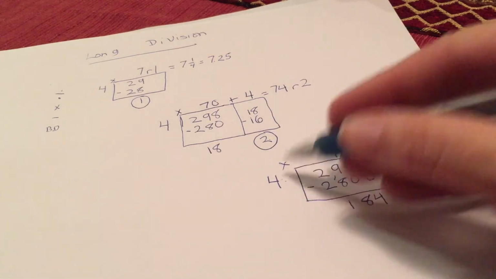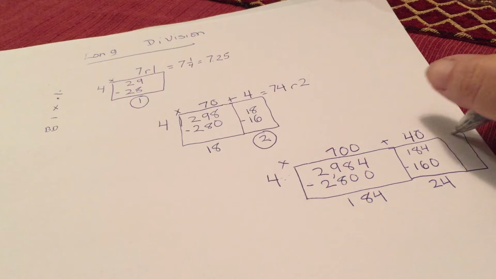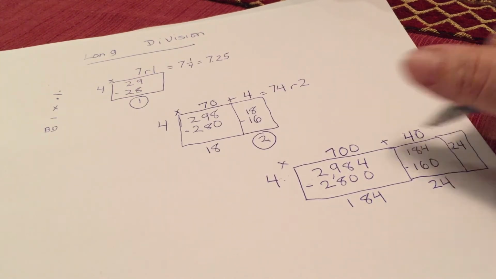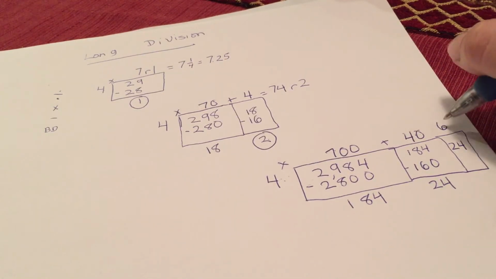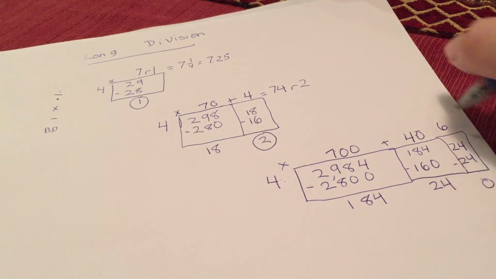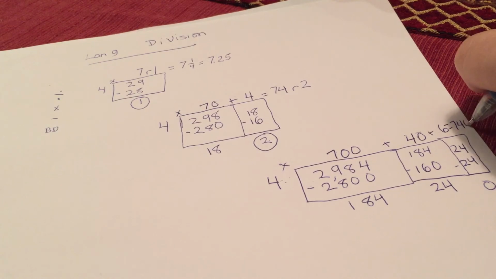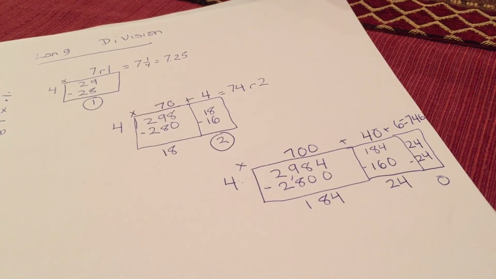24 is not smaller than 4, so once again we have to go into another box and put 24. And we say 24 divided by 4 is 6. We've divided. 6 times 4 is 24. We subtract. So our answer here is 746. And that's how we do long division.